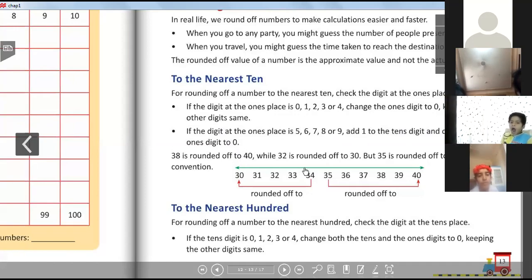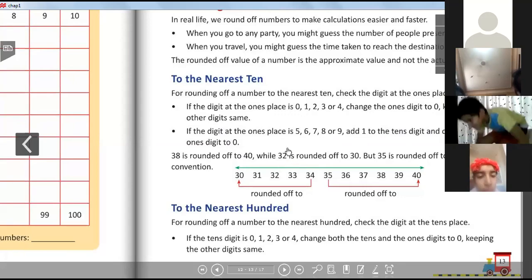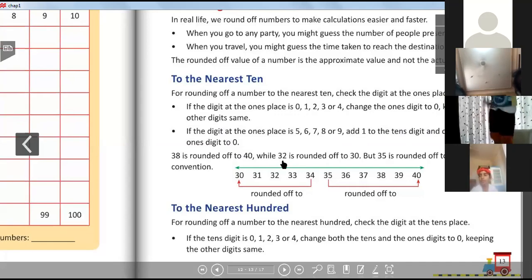Let me take an example. Here I have got a number 32. So first I am going to check the digit at the ones place for rounding off to the nearest 10. Here the digit at the ones place is 2, means less than 5. So I change it to 0, keeping the digit at the tens place the same. So 32 is rounded off to 30.